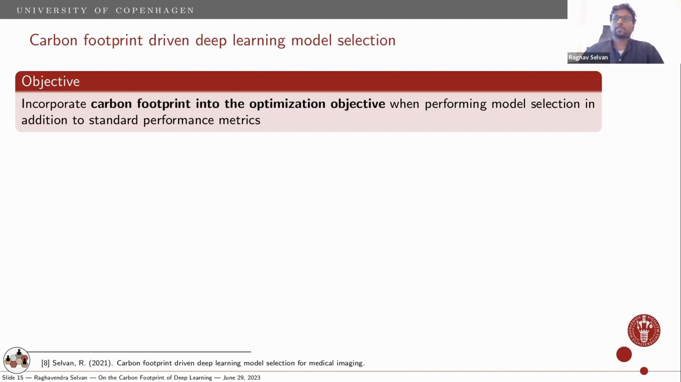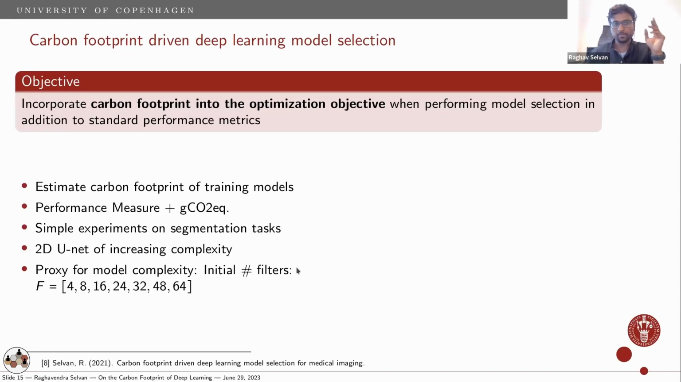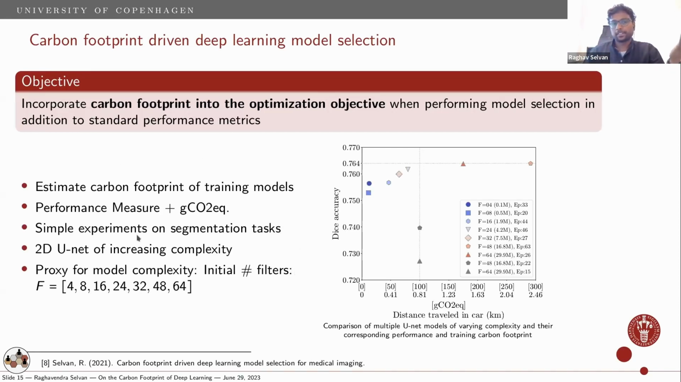So a simple experiment we did was, instead of just using these performance metrics, should we include the carbon footprint also in trying to optimize? Meaning, can you give us a certain performance while keeping the carbon footprint small? So what would happen to the space of architectures and things? The specifics of this do not matter.